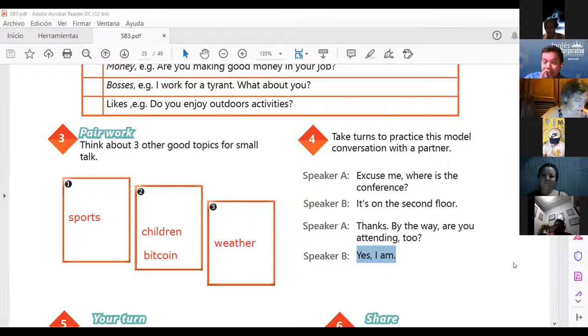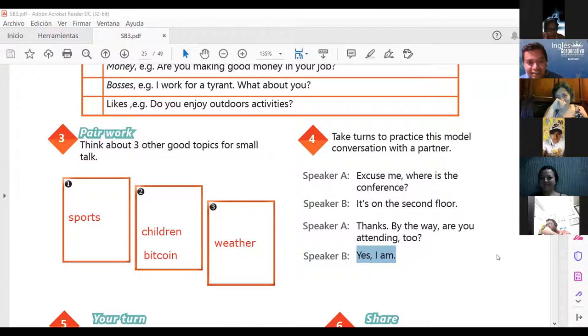Okay, what are we gonna do with this? Listen, ¿qué vamos a hacer con esta información? Based on this small conversation, as an example of the questions we have in the chart above, I want you to choose a chart conversation topic. Quiero que escojan un tema de todos esos. Pueden ser inclusive los que tenemos acá, like sports, children, Bitcoin, weather, o los que están arriba. Y en parejas, vamos a crear una pequeña conversación.